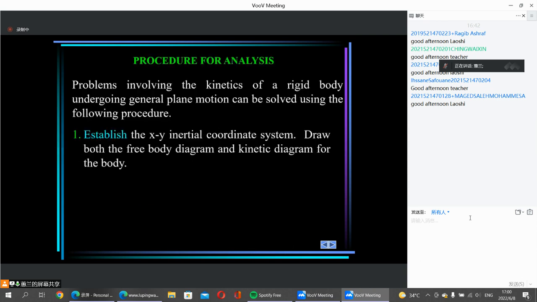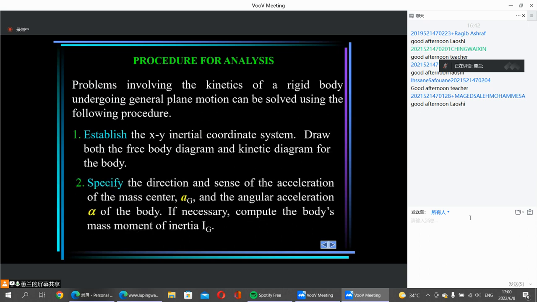Okay. So again, the procedure for analysis will be the same for bodies which are translating or rotating. First, we need to establish the Cartesian coordinate system, right? Because you need to write down the scalar equations in the x direction and the y direction, and you also need to calculate the moment about any point. So the first thing is to establish the Cartesian coordinate system.